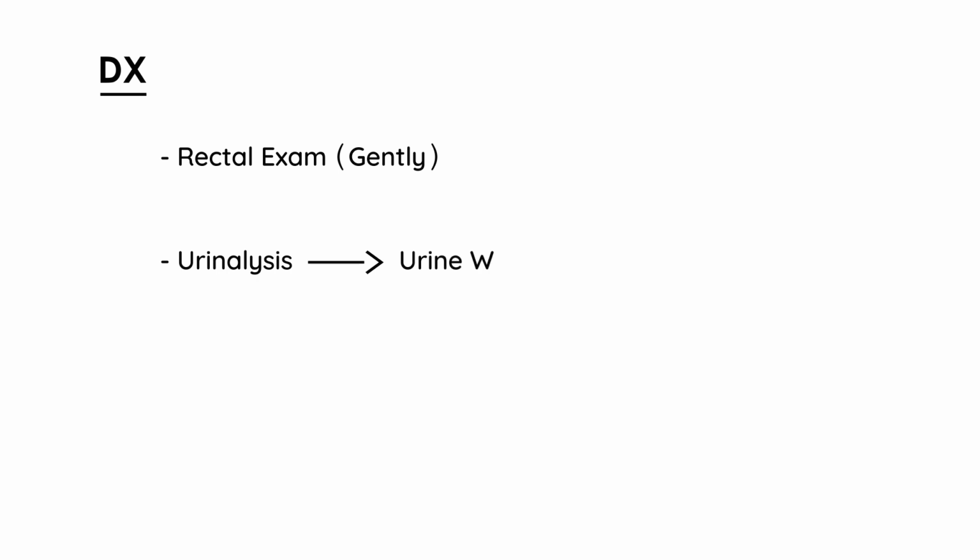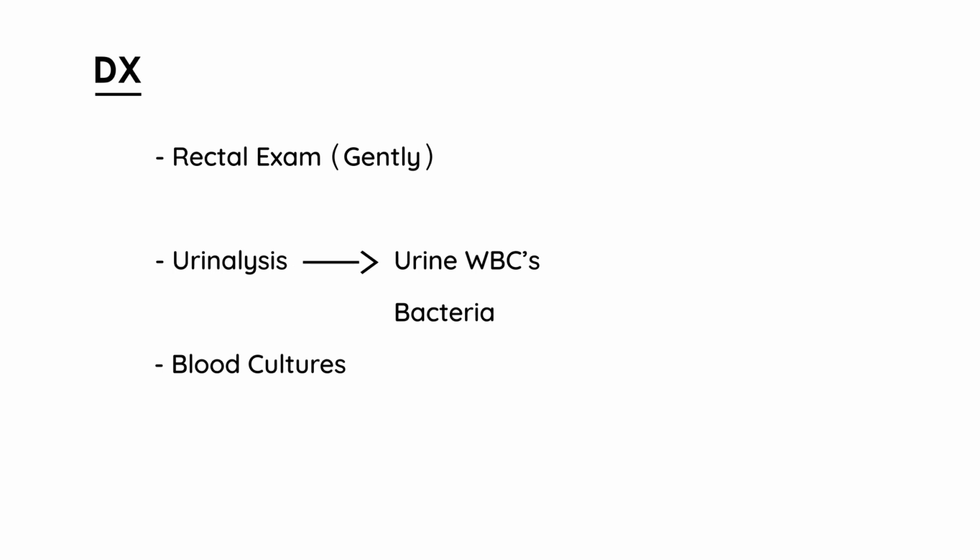So diagnosis, of course, involves the physical exam, the rectal, which of course should be done gently, and then really the same type of test that you would do to diagnose a UTI, the urine analysis. The urine will show white blood cells, and if it is indeed a bacterial cause of prostatitis, you can isolate the bacteria. And in severe cases of prostatitis, you may also need to do blood cultures as well to isolate the organism if there is a bacterial etiology.